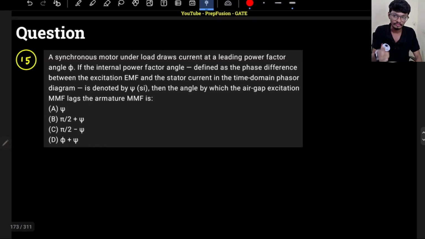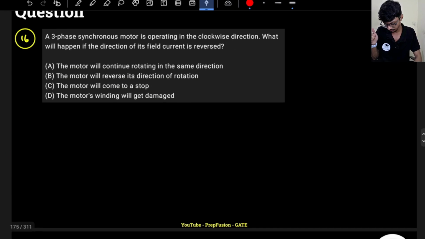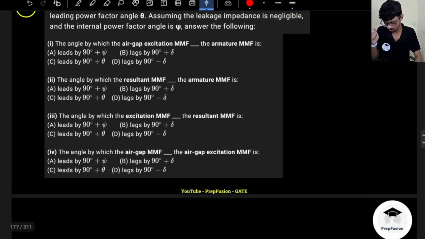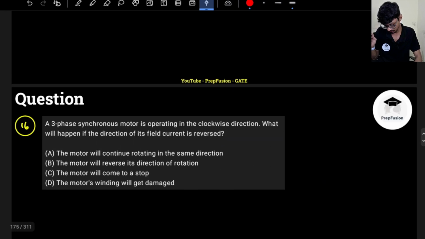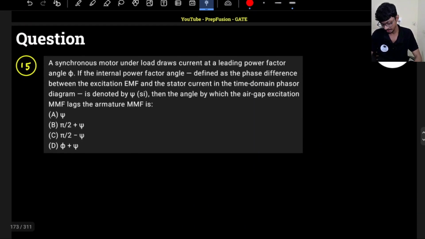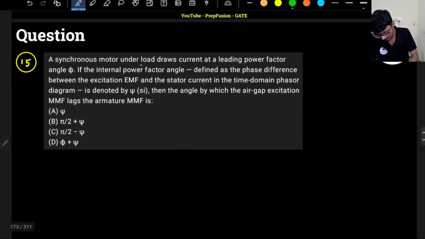Let's solve a few questions. This is the first question, this is the second question, and this is the third question. Pause the video and try these out by yourself, and I will now solve these questions one by one. So let's solve this question. A synchronous motor under load draws current at leading power factor.